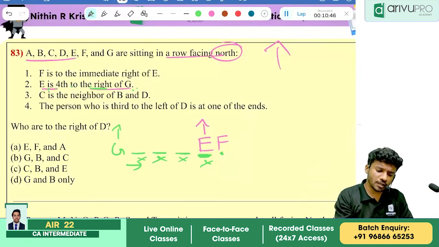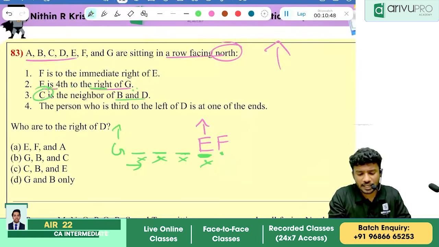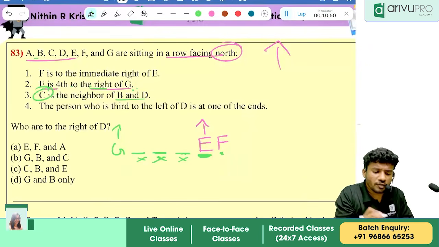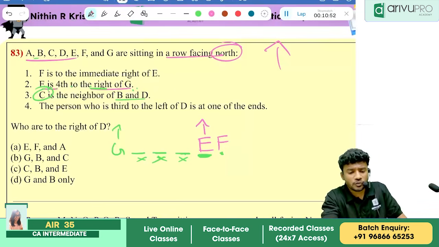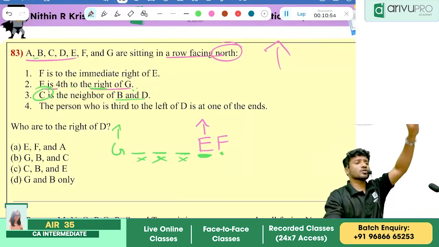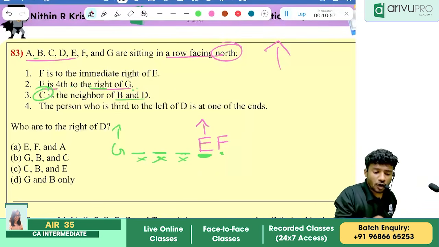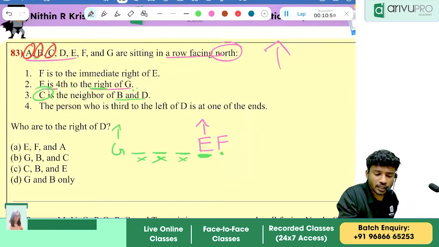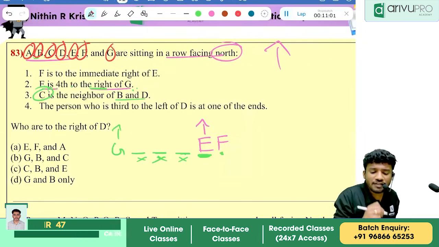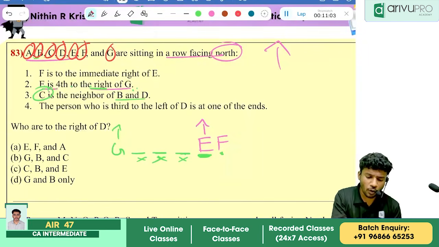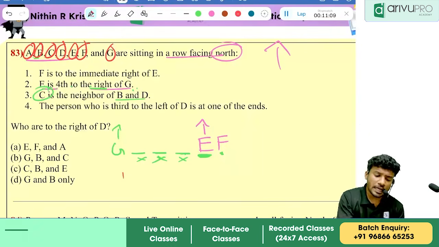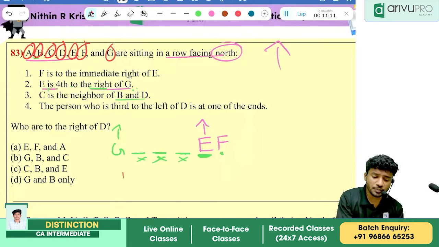Now people tell me, C is a neighbor of B and D. Now in total, whenever we start a question with respect to seating arrangement, we should know how many people are there in total. How many are there? 1, 2, 3, 4, 5, 6, 7 people are there in total. Now already how many people are sitting? 1, 2, 3, 4, 5, 6 people are sitting. Now I will say C is between B and D. Can I write like this?